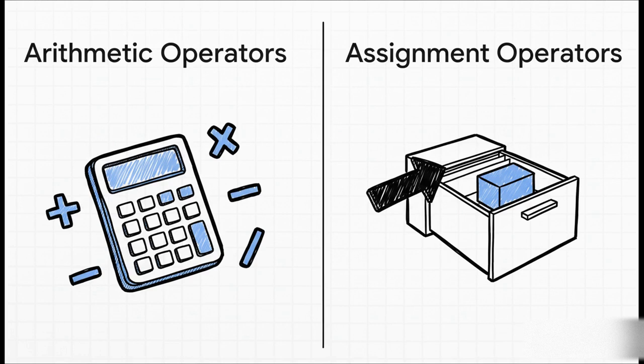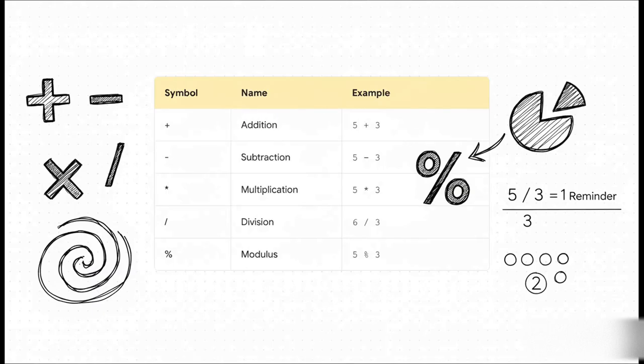And then we have assignment operators, which are kind of like little storage boxes for your data, helping you keep everything organized. Now, most of these should look pretty familiar, right? Plus, minus, multiply, divide. We've seen these before. But let's talk about that last one, the percent sign. That's called the modulus operator. And what it does is pretty cool.